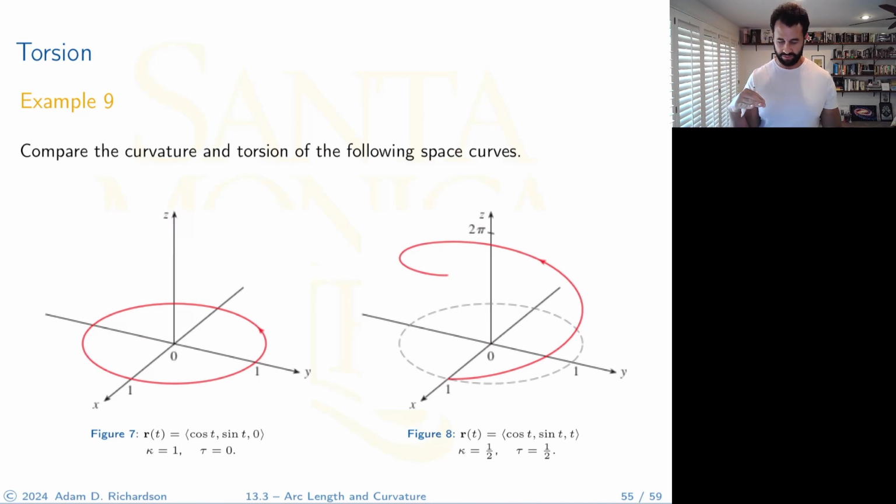So the torsion is 0. However, for this curve, things are a little bit different. So the curvature is 1/2 and the torsion is 1/2. The curvature is a little bit different because the osculating plane is changing. And the torsion is positive because you're actually leaving the osculating plane. The curve twists up out of that plane. So the torsion is not 0. That's the idea.